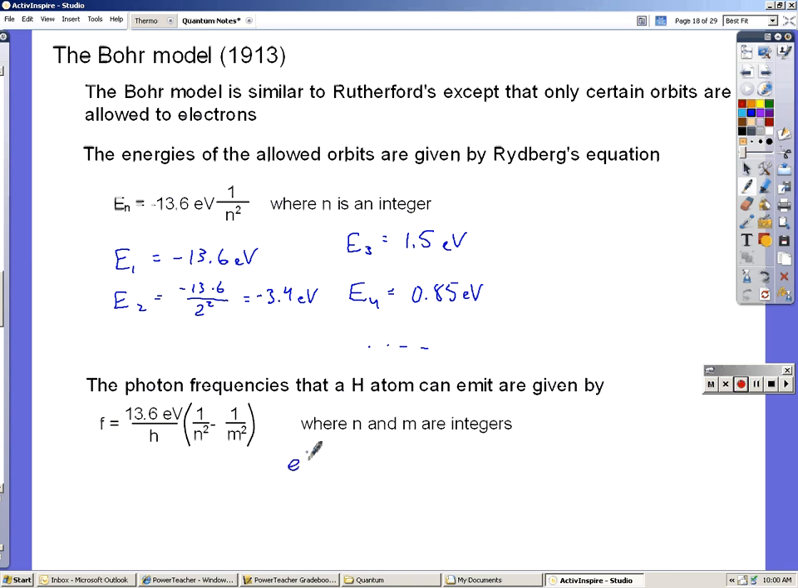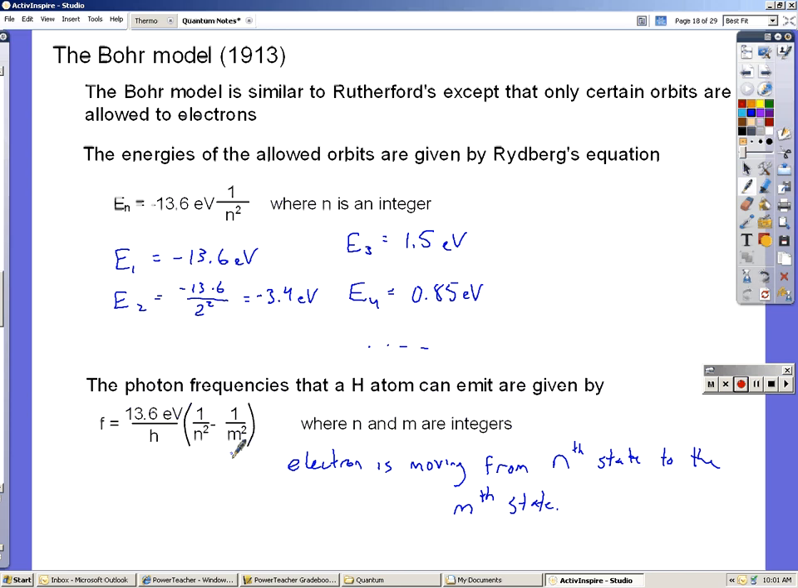So the electron here is moving from the nth state to the mth state. And all the frequencies emitted by hydrogen have to fit this pattern for some integer values of n and m.